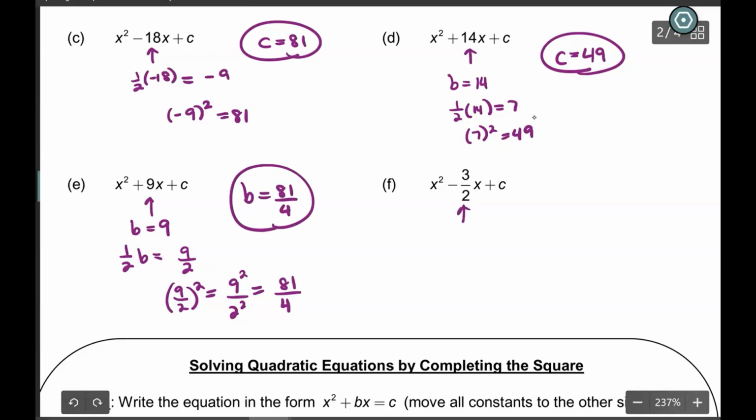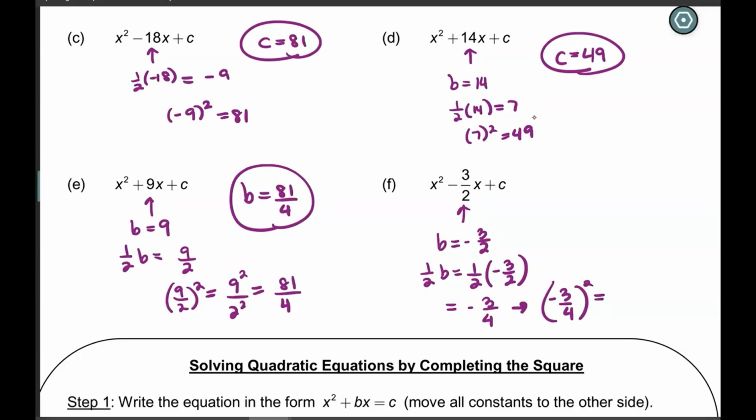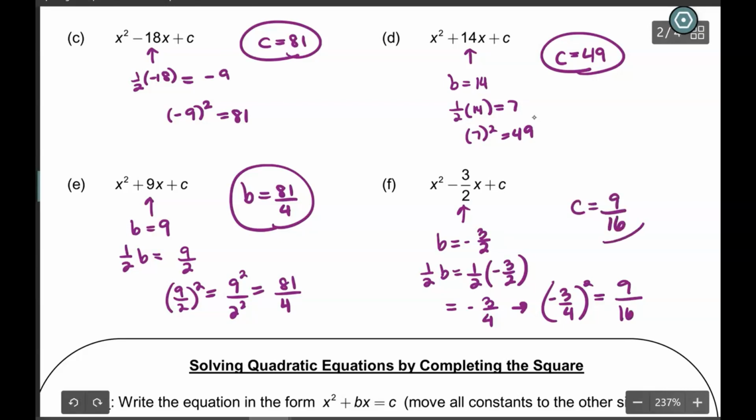Next one, what do we get for b? b is negative 3 over 2. Half of b, so half of negative 3 halves is going to be negative 3 fourths. Now we want to square that. Notice when it's a negative, it's always going to end up being positive. So 3 squared is 9, 4 squared is 16. So c is 9 over 16.